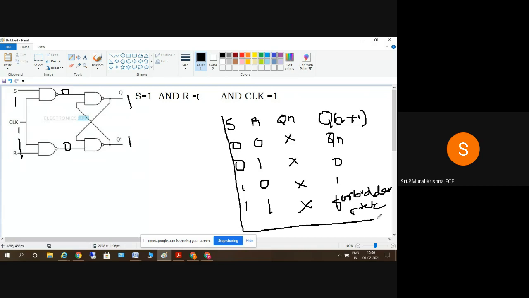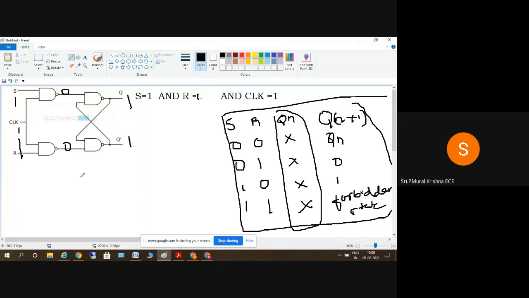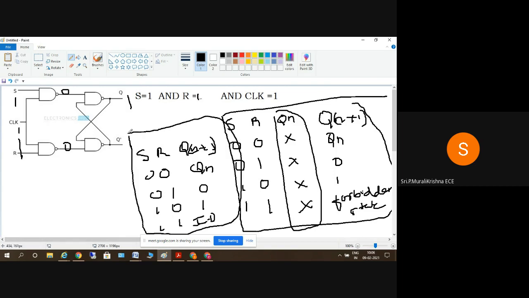So this is the truth table. In short, I'll remove this Q of n. This is what you have to remember every time. So SR 0 0 and Q of n plus 1 will be the output. If it is 0 0, I'll get Q of n. If it is 0 1, I'll get a 0. If it is 1 0, I'll get a 1. If it is 1 1, it is an indeterminate state or the forbidden state. This is what you have to remember in short.